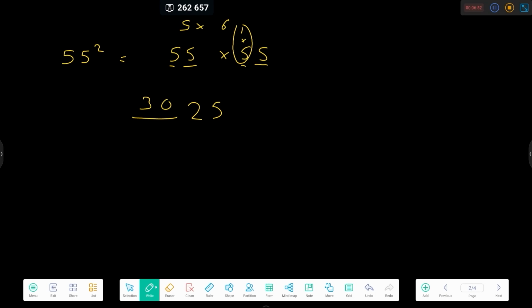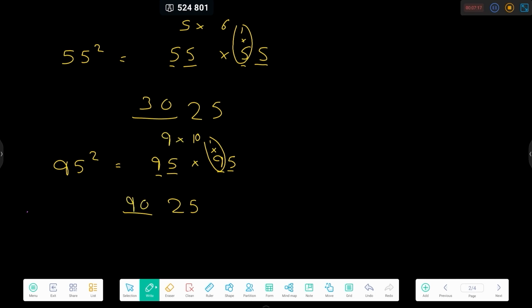Let's take an even bigger number, 95. 95 square is 95 into 95. Ones digit is multiplied, gives you 25. And the tens digit would be 9 into 9 plus 1, which is 10. 10 into 9 would give you 90. So 9025 is 95 square.